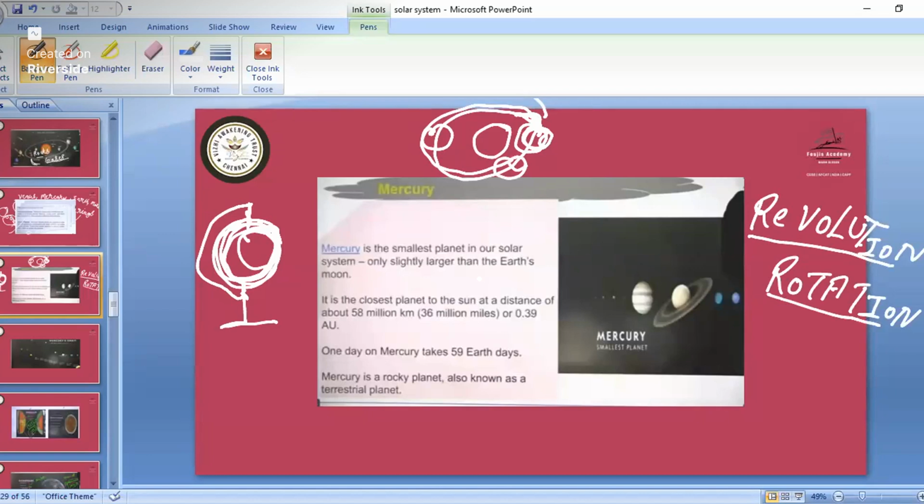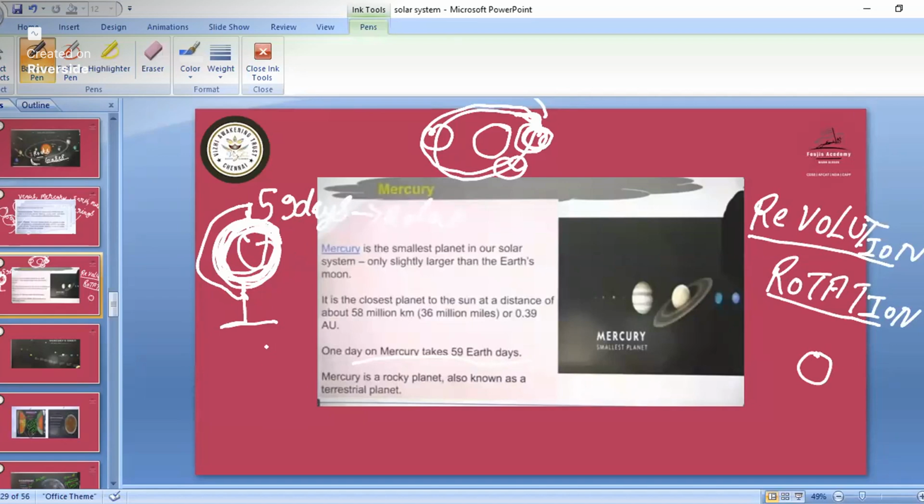So Mercury is the smallest planet, as we studied. One day on Mercury takes 59 Earth days. Suppose Mercury is rotating on its axis; it comes back to its original position in 59 Earth days. So its rotational period is 59 days. Mercury is a rocky planet, as we have seen in the types of planets. So it takes 59 days for rotation.